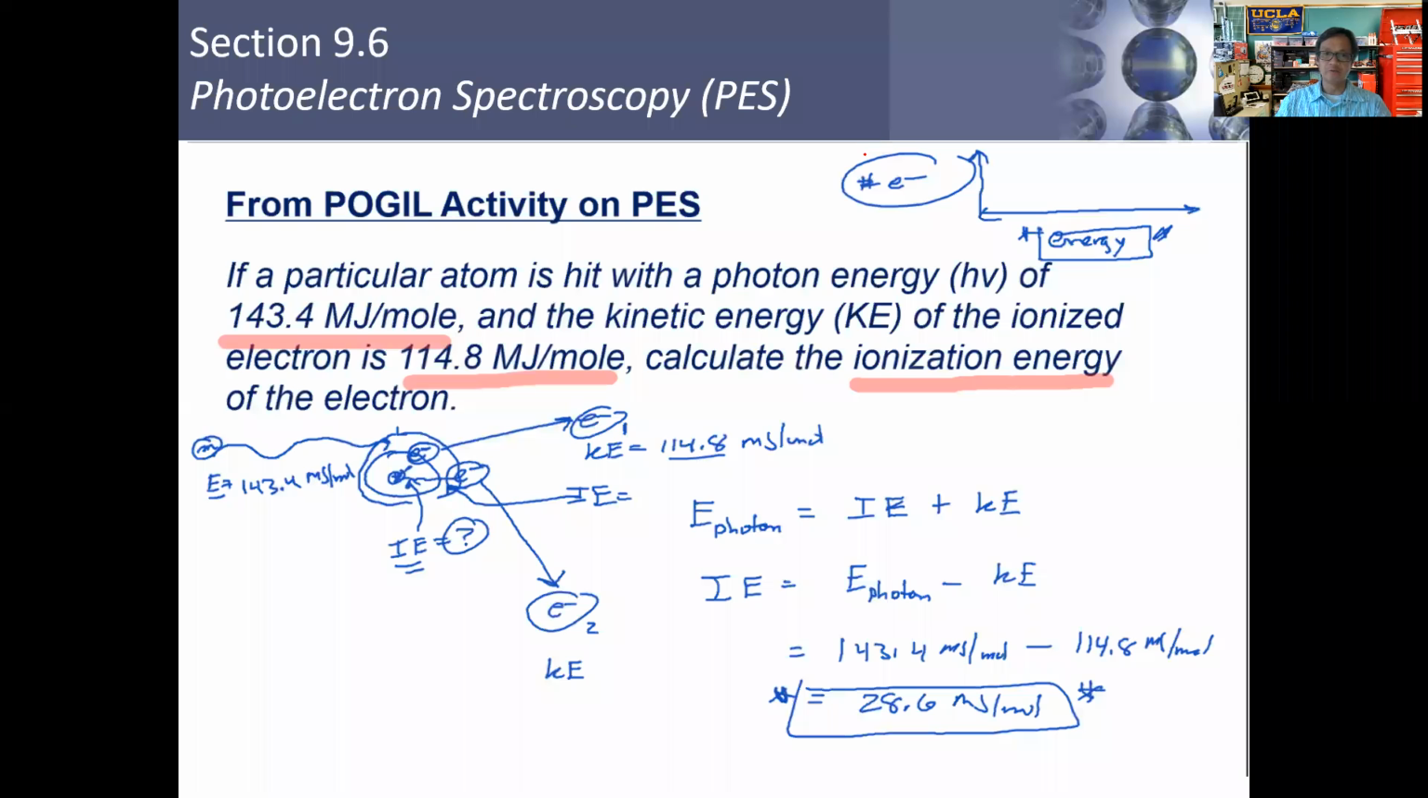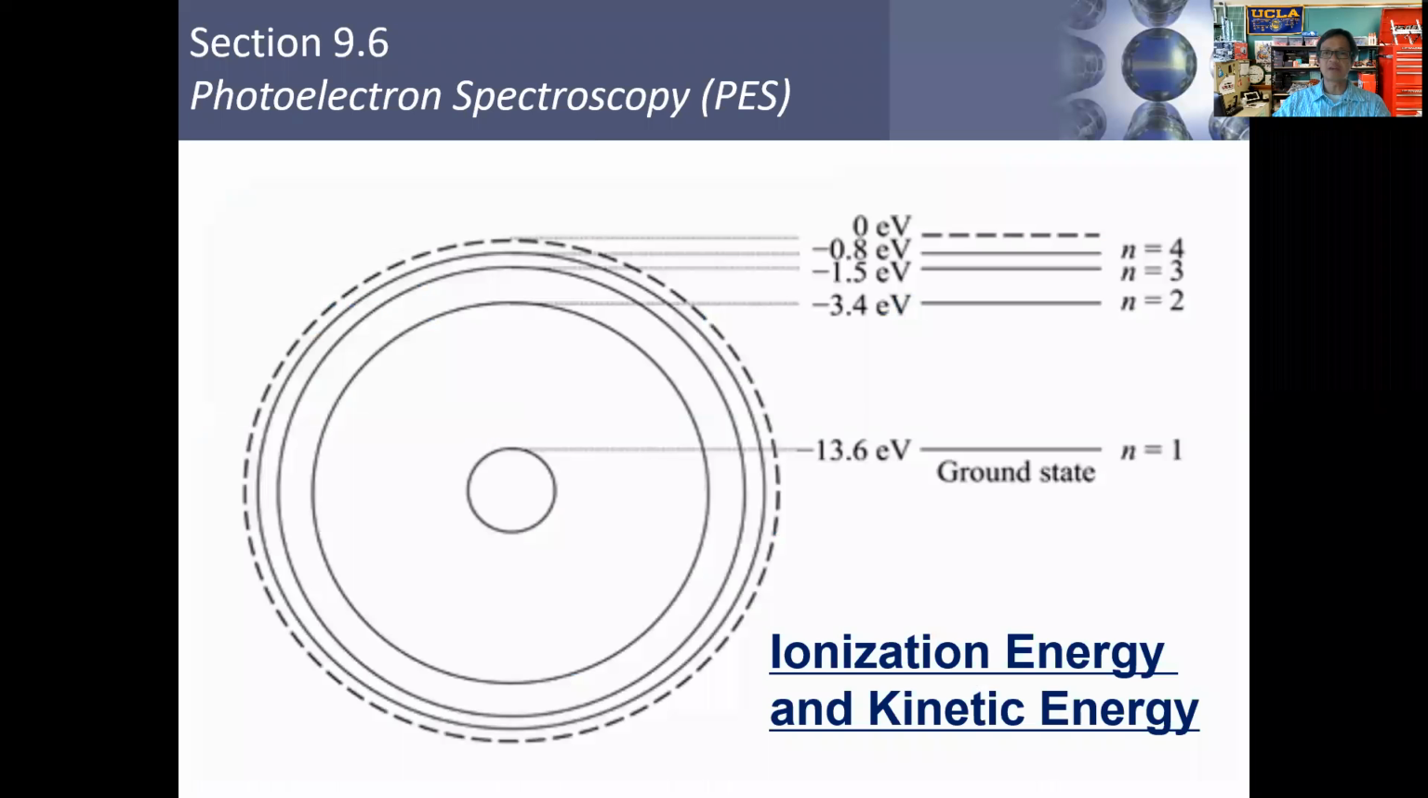If we know what the energy of the photon is, which we can calculate, and if we know the kinetic energy that it leaves with, which we can also determine, we can find the ionization energy of that particular electron. We did this problem this morning, and what I was trying to point out is that depending on where the electron is located, it will have a different ionization energy.